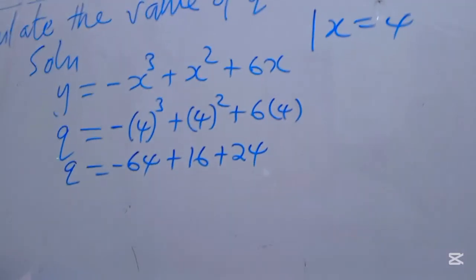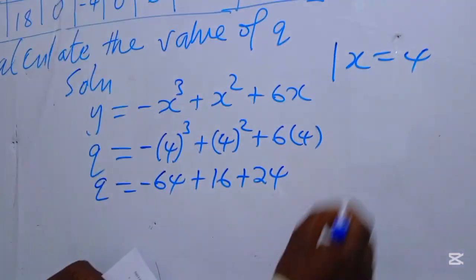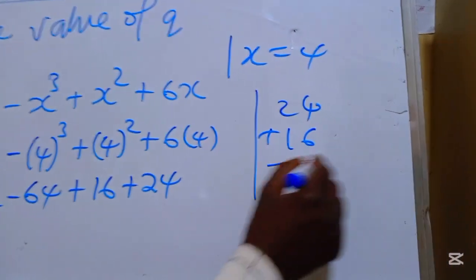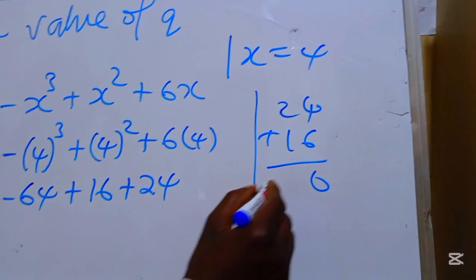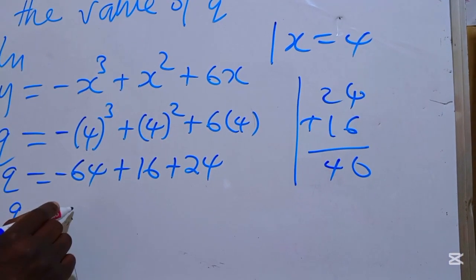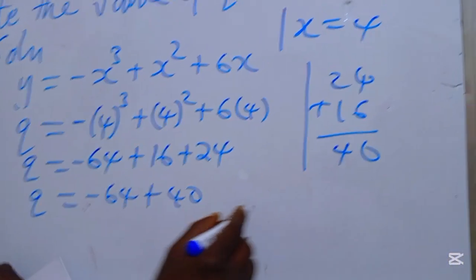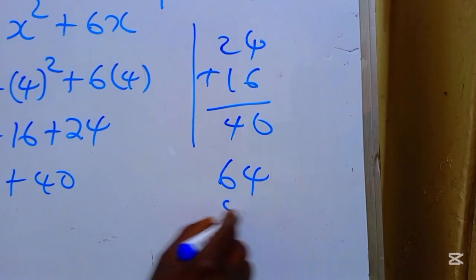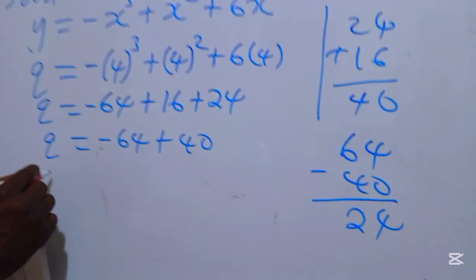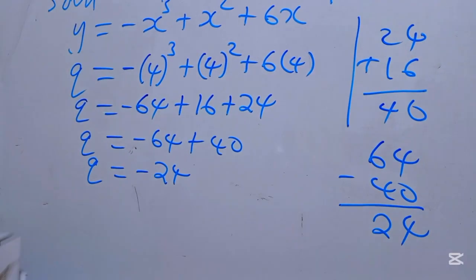Ladies and gentlemen, the best you can do is add the positives. In short, I have 24 plus 16. You agree with me that I'll get 40. So now q is equal to negative 64 plus 40. When you do the subtraction, you are just saying 64 minus 40, which gives 24. Now this q is supposed to be negative 24. So I have found the value of q.